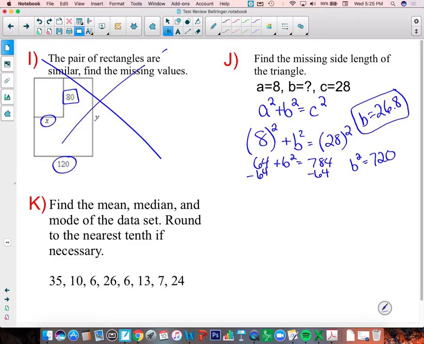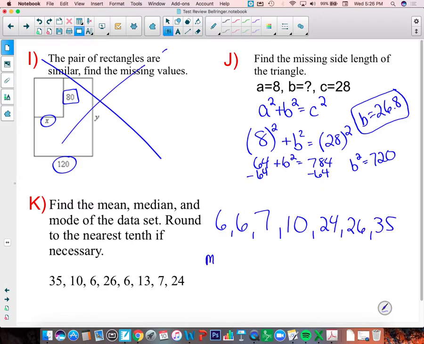Okay, and then the last one here, we'll do mean, median, and mode of the data set. Round to the nearest 10th if necessary. So allow 2 minutes for this one, so please pause the video. All right, so we want to find mean, median, and mode of the data set. So remember, the first thing we needed to do was list the numbers from least to greatest. So 6, 6, 7, 10, and 24, 26, 35.